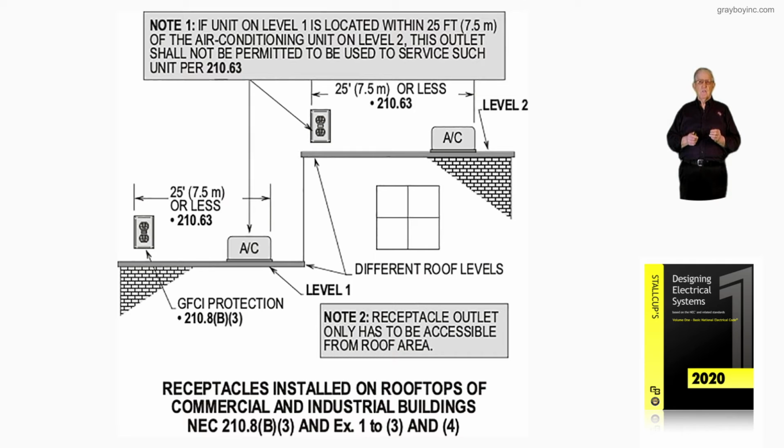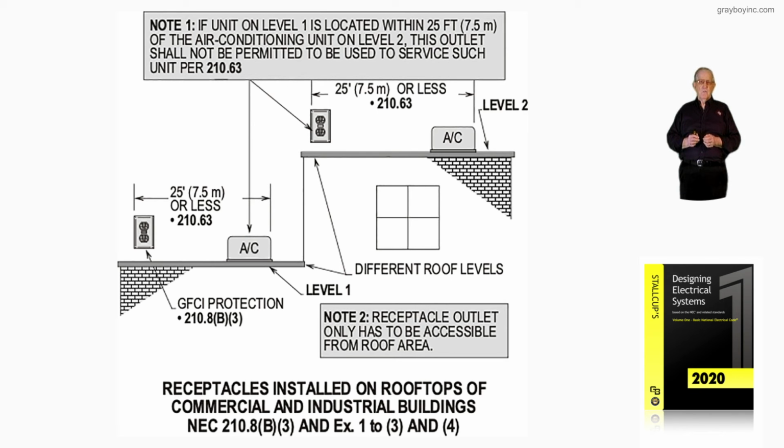Note 2 says the receptacle outlet has to be accessible from the roof area, not the grade level. It's the roof area where the person performing a work task on the AC unit needs to plug in. They don't have to run extension cords and everything down from grade level, because naturally the receptacle wouldn't even be within 25 foot in many cases.